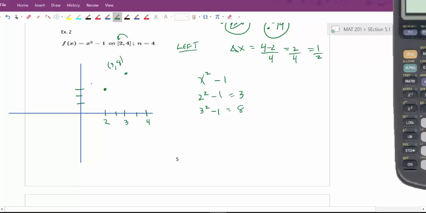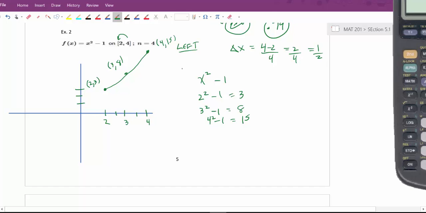You don't have to make this accurate because you're going to be estimating the area anyway. So that's 2, 3, that's 3, 8. Then if I do 4 squared minus 1, that's going to be 15. So just kind of do something like that. Okay, you know it's a parabola. That's not a very accurate one, but you get the idea, right?